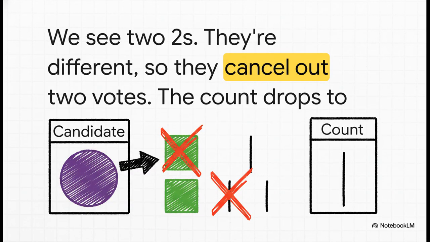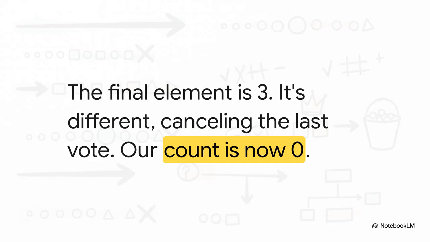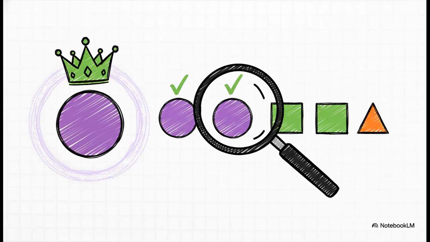But now things get interesting. We run into 2 2s. Now 2 is different from our candidate 1, so each of those 2s is going to cancel out a vote for 1. The count decrements from 3, down to 2, and then down to 1. And finally, we see the element 3. It's also different, so it cancels out that last remaining vote for our candidate. The count drops to 0, and we've just reached the end of the list. So, what happened? The candidate that was left standing when we got to the end of the list was 1. The algorithm guarantees that if a majority element exists, this survivor is our only suspect. So the final step is just a quick safety check. We do one more pass to actually count the 1s, and we confirm, yep, it appears more than half the time. And in this case, it does.